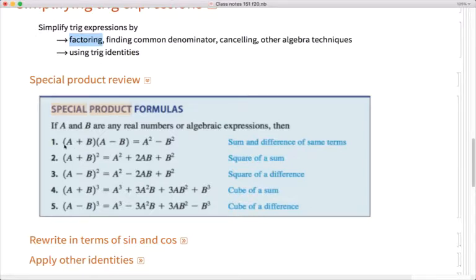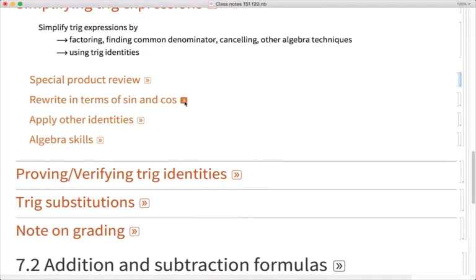So some algebra skills here. And really, I don't think we'll look at 4 and 5 here, but just 1, 2, and 3, these algebra identities that we need to know about. Okay, so let's do a couple of examples.